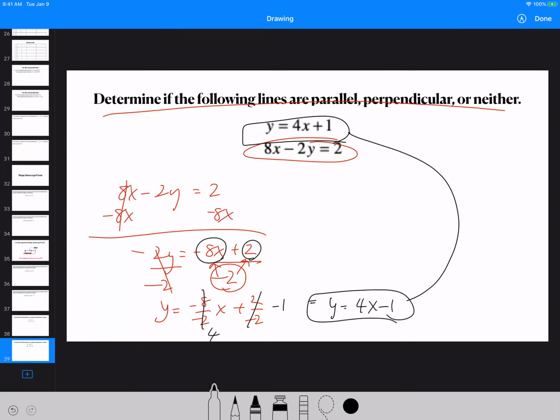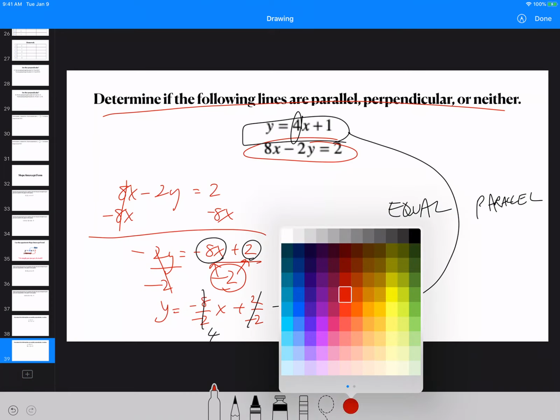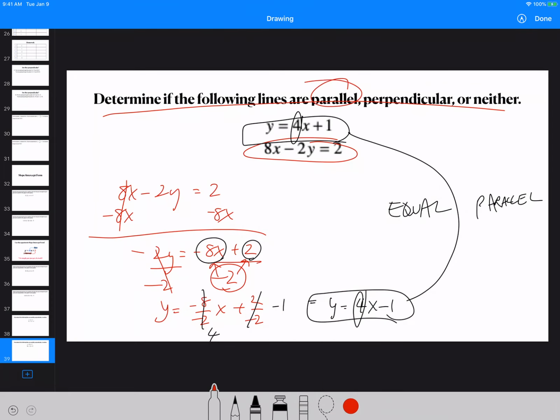Comparing that to the original equation, you're only focusing on the slope and saying, hey, they look equal to me, so that means they're parallel. So the correct answer here, you would say the lines are going to be parallel to each other.